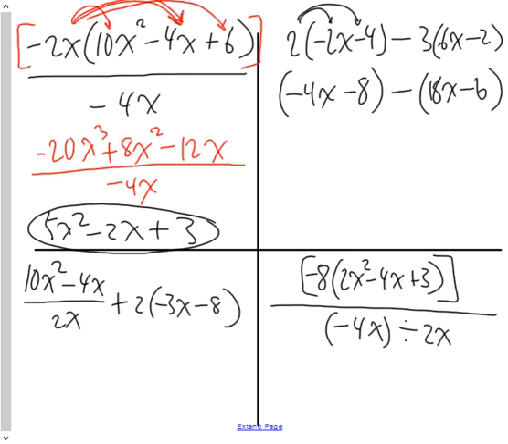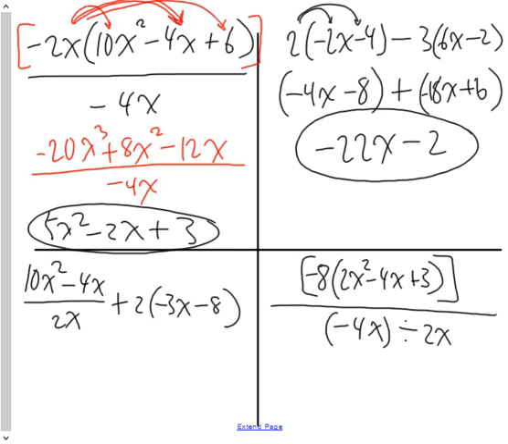Subtracting polynomials is easiest if you add the opposite of each term. When we do that and gather like terms, we end up with negative 22x minus 2 as your solution.